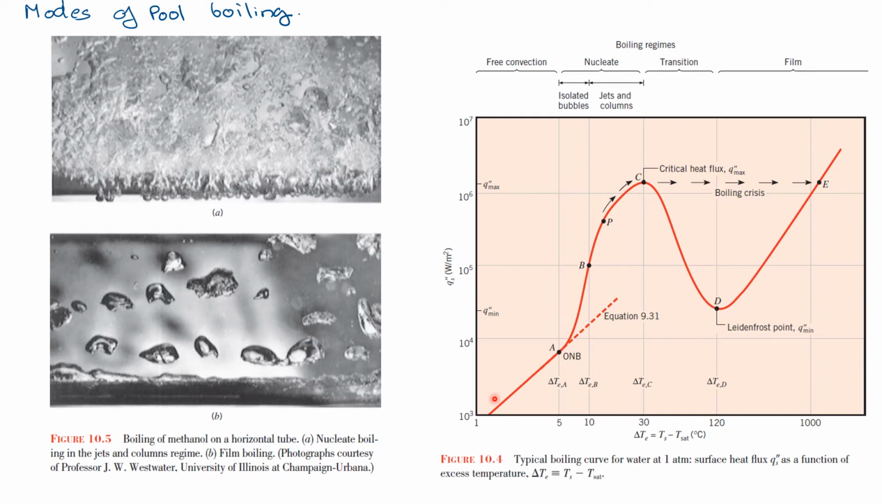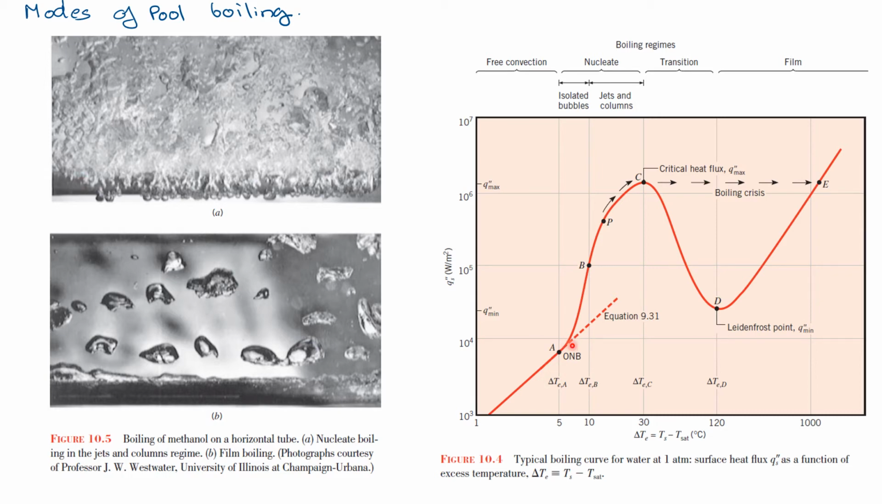Okay, so region 1 is called free convection, where you have temperature rising linearly with your heat flux. This represents Newton's law of cooling, where your heat flux will be h times delta T, so h times this delta T_E right here. So you have a linear increase up to the point A.